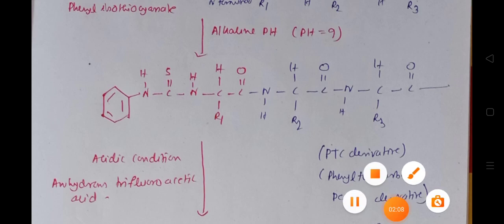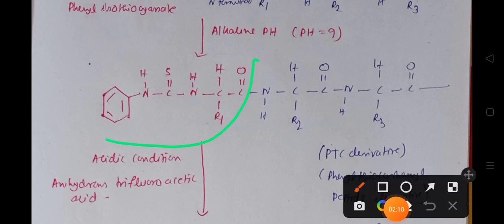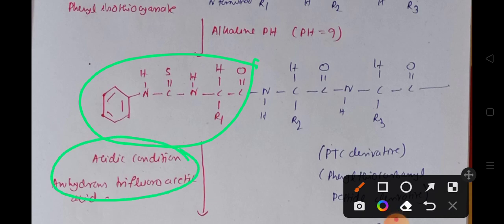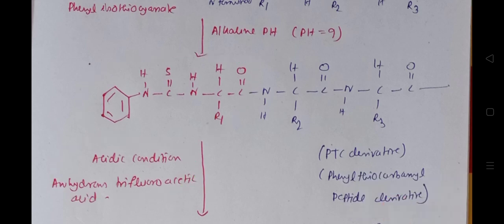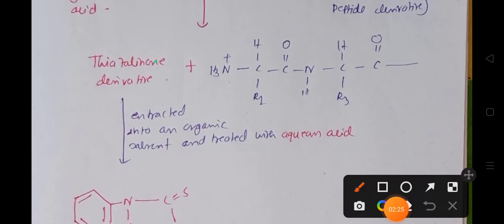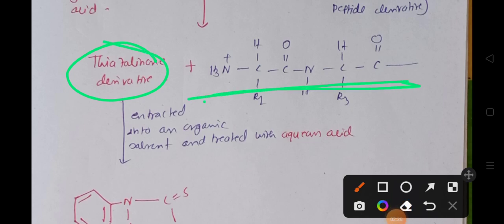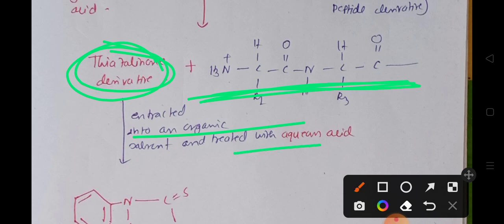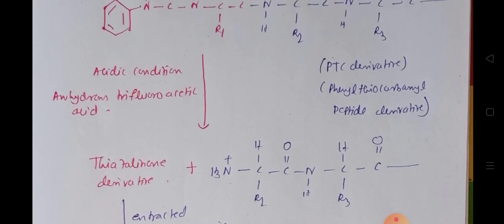Now we are going to remove this part. For that we will use acidic condition, that is in the presence of anhydrous trifluoroacetic acid. That will give us a complex named thiazolinone derivative. As you can see, it is removed from the rest of the peptide bond. And that is the idea of Edman degradation. Now this thiazolinone derivative will be extracted into an organic solvent, and then treated with aqueous acid, and we will get a more stable complex, that is the phenyl thiohydantoin derivative.